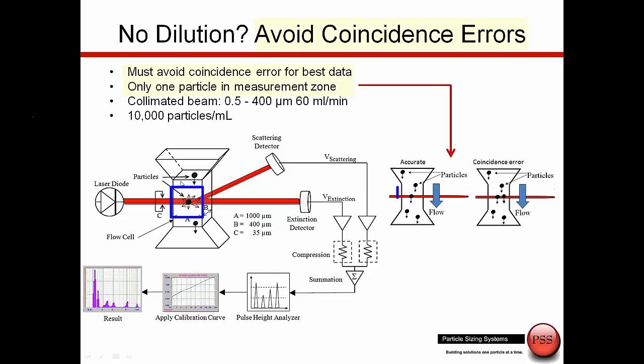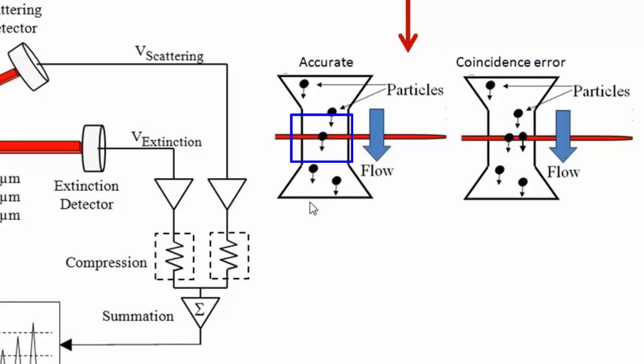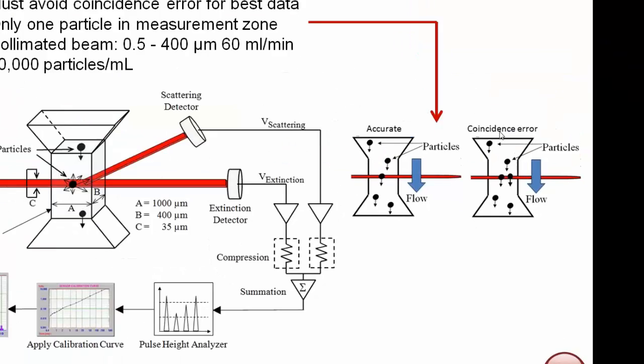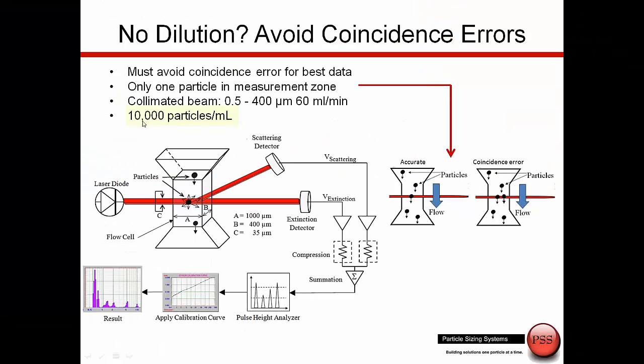Now, we can only have one particle at a time in the sensing zone. You see the dimensions of this sensing zone here. If we have one particle at a time, then we have a very accurate representation of the size and concentration. But if you look at the right, where we have two particles in the sensing zone at the same time, we're going to size these two particles as one larger particle, and we have a coincidence error. Because of this, we can only have a certain concentration of particles per ml passing through the system, and for the LE400 sensor, that concentration is 10,000 particles per ml. This sensor works from 0.5 to 400 microns.